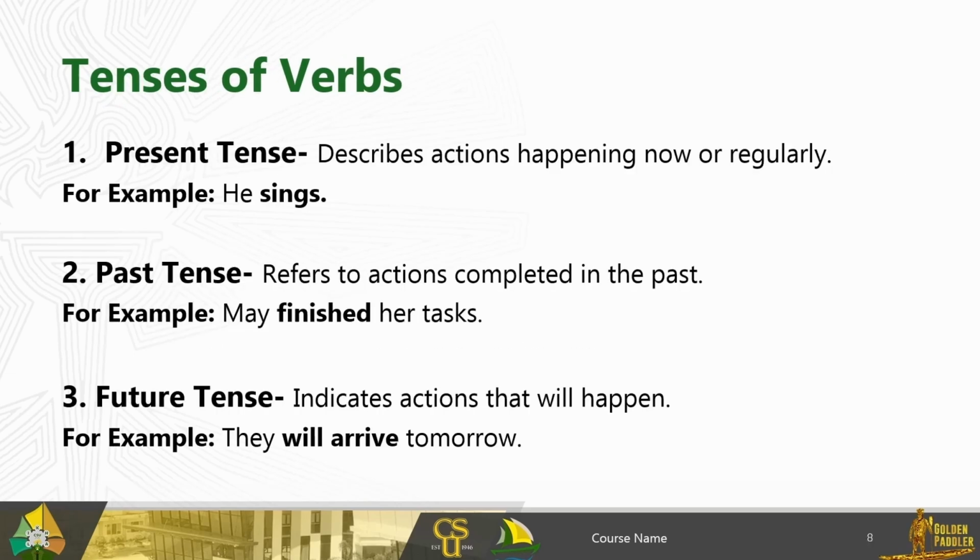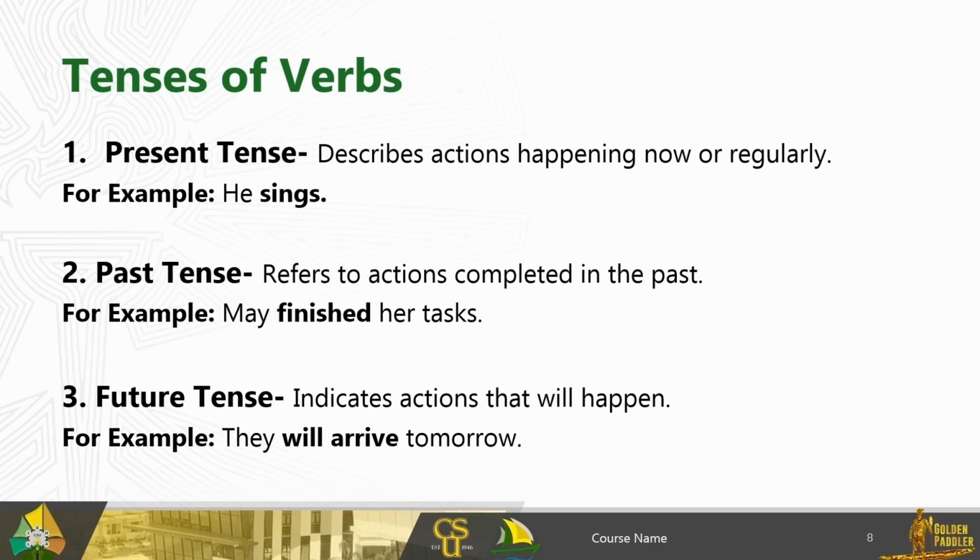The next topic is the tenses of verbs. There are 6 tenses of verbs. Let us discuss them one by one. The present tense. The present tense describes actions happening now or regularly. For example, he sings. This means he is currently singing or does it as a regular activity.